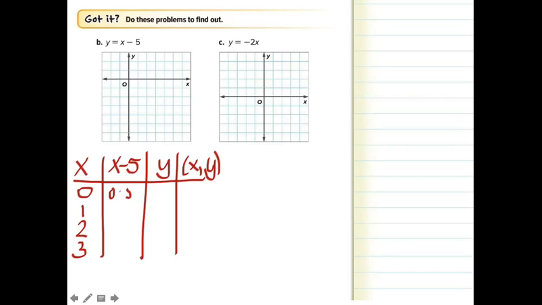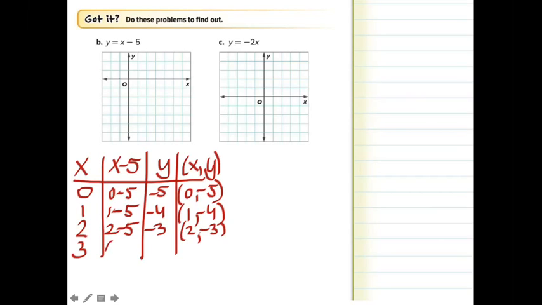So 0 minus 5 is -5. 0, -5. 1 minus 5 gives me -4. 1, -4. 2 minus 5 is -3. I get 2, -3. And then my last one would be 3 minus 5 is -2. 3, -2.